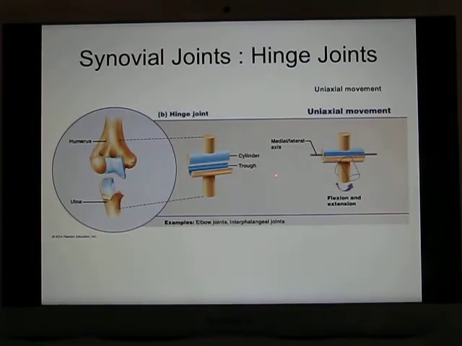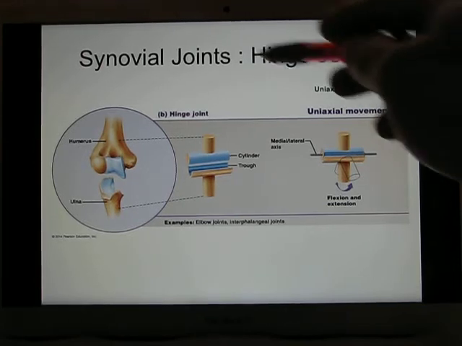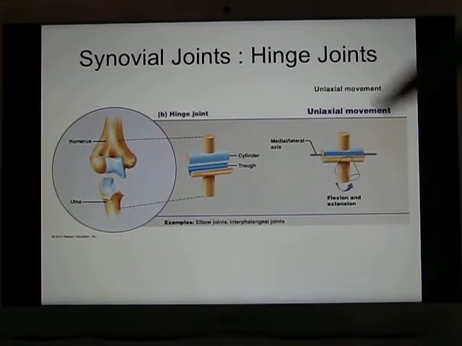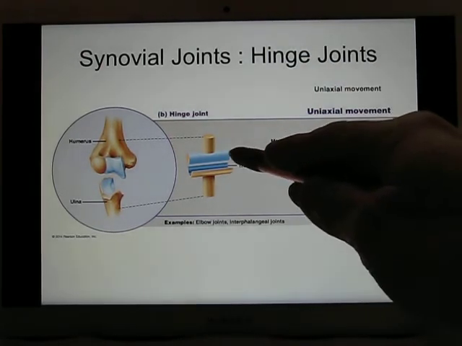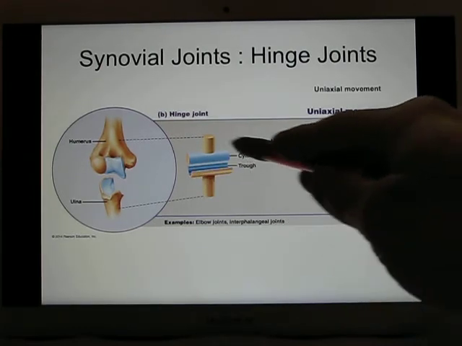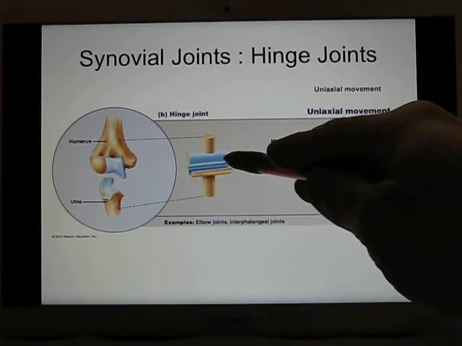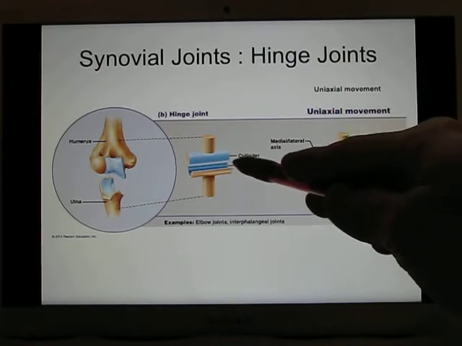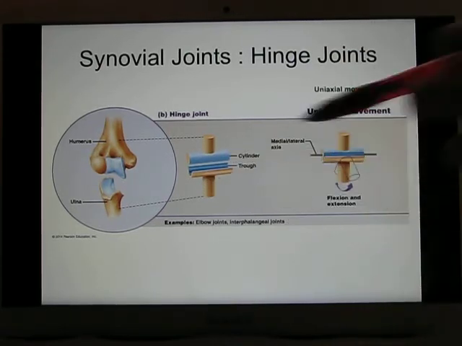Next one, hinge joint. A hinge joint is like a door. It can only move in one direction. A good example is your elbow. Your elbow is a hinge joint. So in your upper limb, you have a hinge joint. In your lower limb, you also have a hinge joint. That's your knee.